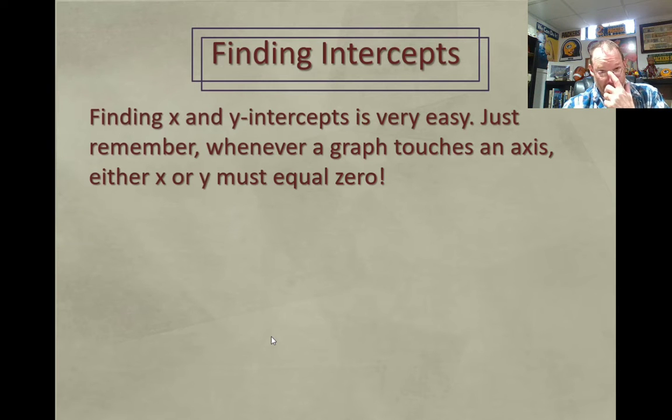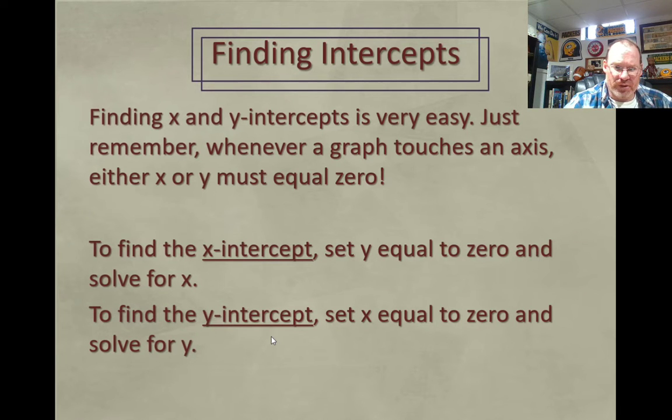But it's an easy thing to do. You just need to remember that wherever the graph touches one of the axes, either x or y is 0. And so we're going to kind of work backwards. We're going to set x or y equal to 0 and then solve for the other variable. So to find the x-intercept, you plug 0 in for all the y's and you solve for x. To find the y-intercept, you set x equal to 0 and you solve for y.